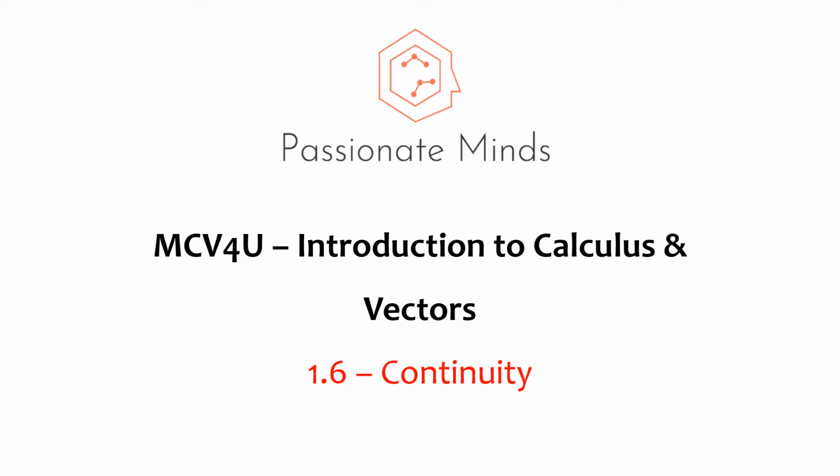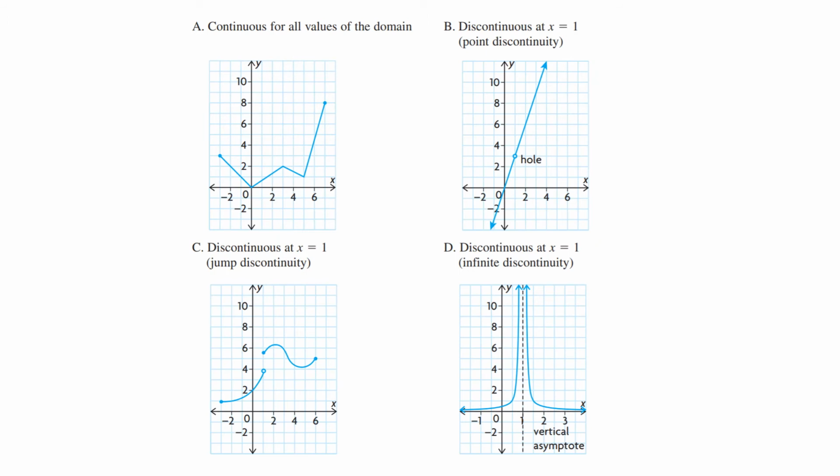We will go over section 1.6, which is the concept of continuity. Continuity is the concept that your graph exists without breaks or jumps or gaps. That means if your function has solutions for all of the defined range, then it is continuous.